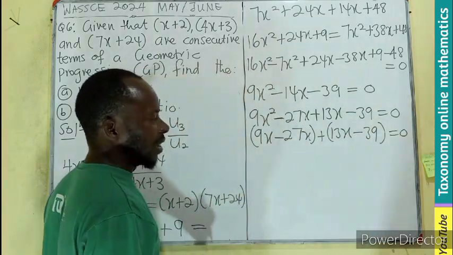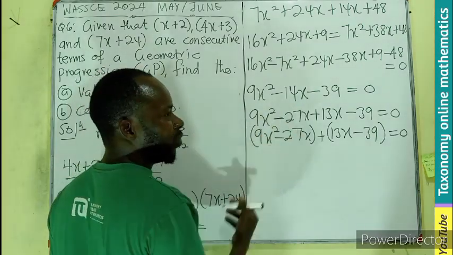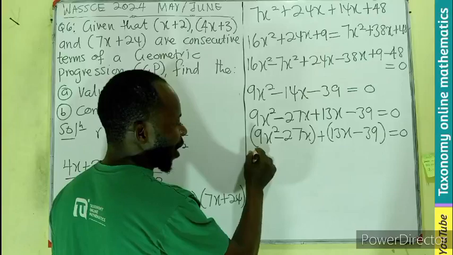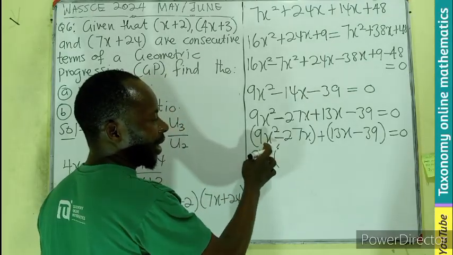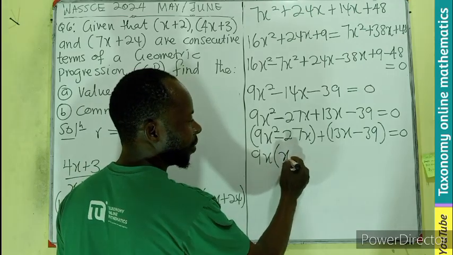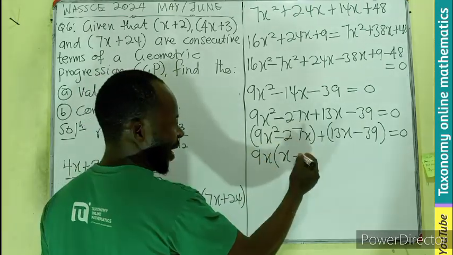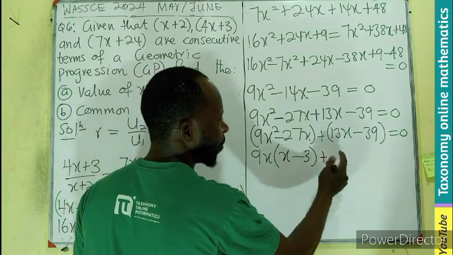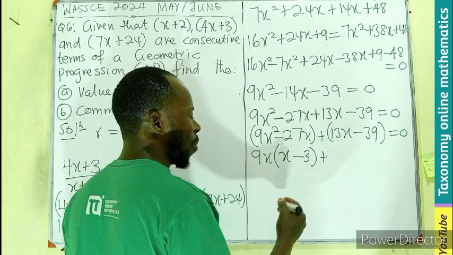So we look for a common factor, don't forget this is squared, between 9x squared and 27x. That will be 9x outside, dividing 9x squared leaves only x, minus 27x divided by 9x leaves 3. Then 13 and 39 have 13 as a common factor.